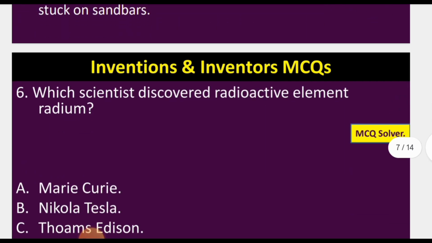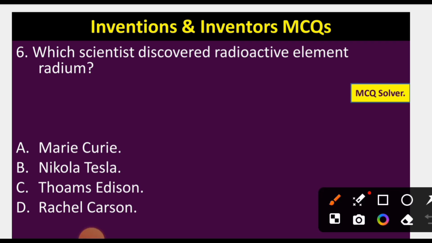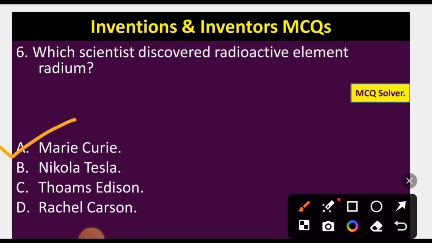Now let's come to question number 6. Which scientist discovered the radioactive element radium? Radium was discovered by, correct option is option A, that is Marie Curie. So Marie Curie was the scientist who discovered radium. A is the correct option.